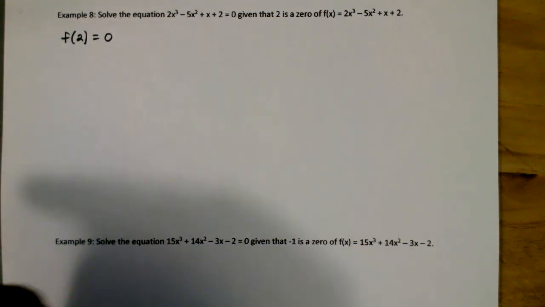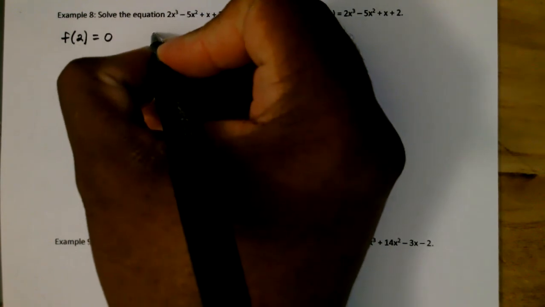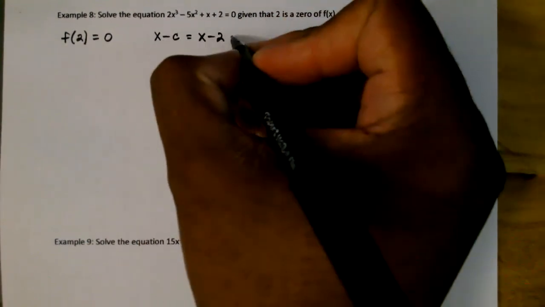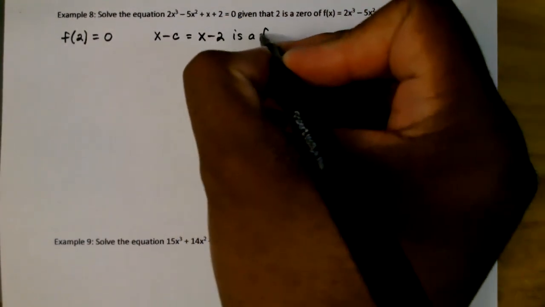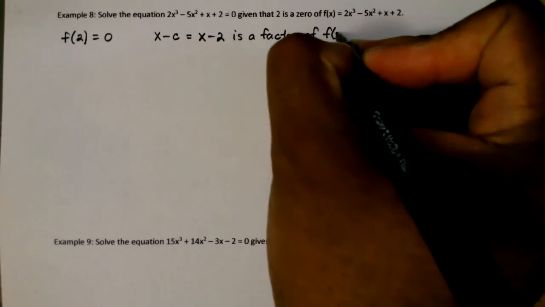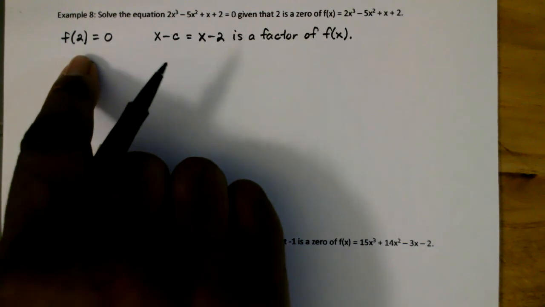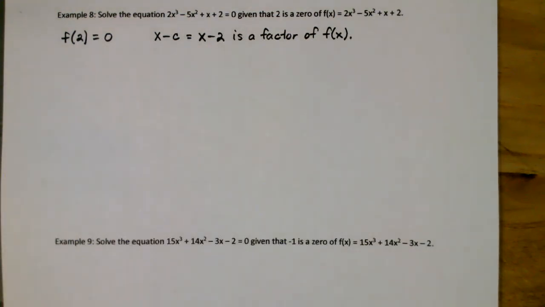And if f of 2 is equal to 0, based on the factor theorem, x minus that constant c, and the constant here is going to be 2, so it'll be x minus 2, is a factor of f of x. Has to be, because f of 2 is equal to 0. So x minus c, and c is going to be 2. So x minus 2 will be a factor of this function f of x.